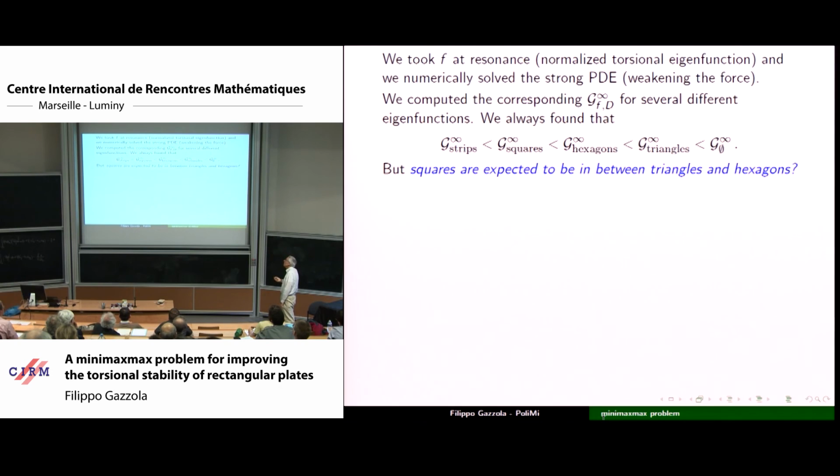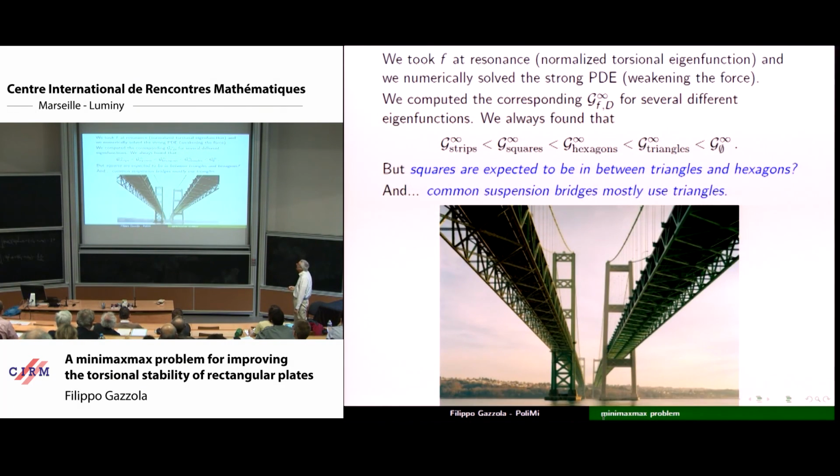And even more, maybe playing a little bit with the position of this bifurcation point, we can get the hexagons to go even below squares. In any case, this is what we found. And the bad news is that triangles are the most used by engineers.